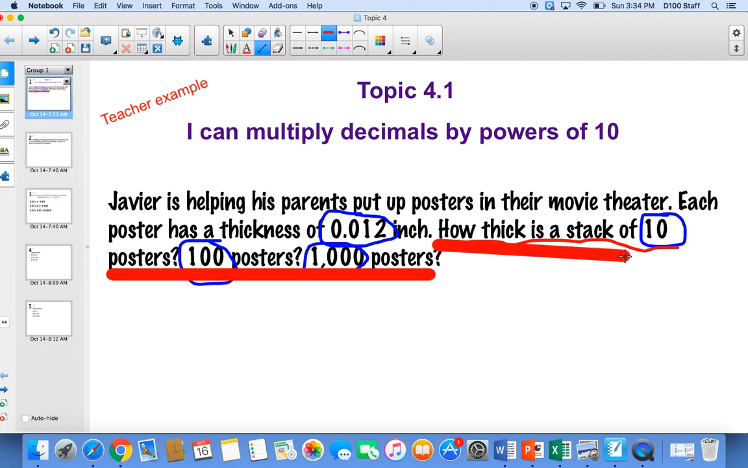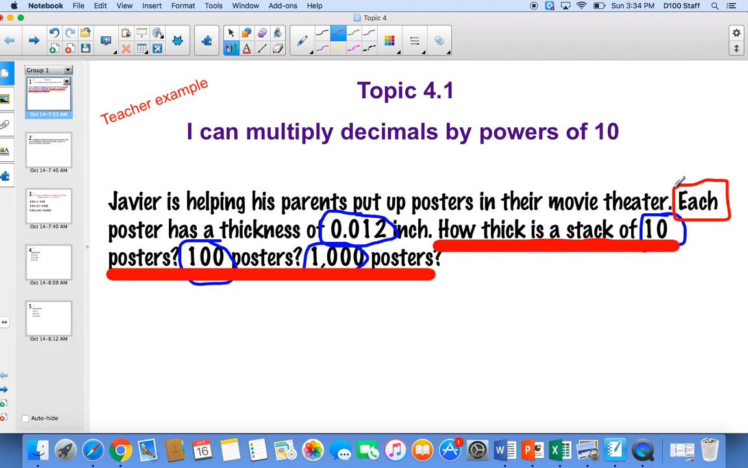So our question is asking us how thick a stack is of 10 posters. Then we have to figure out how thick the stack is if we have 100 posters and then 1,000 posters. Our next part of our cubing strategy is to box any keywords that we have. So I'm going to box keyword each because that is one of my keywords.